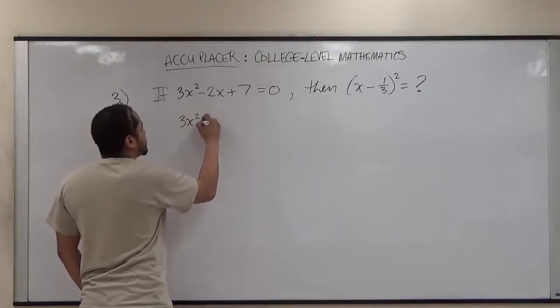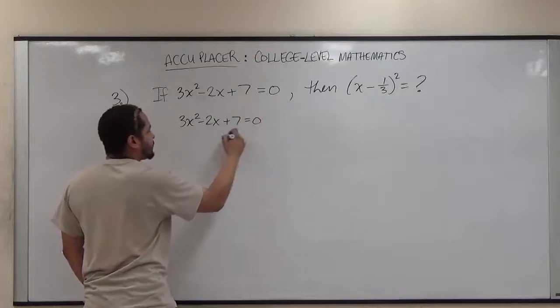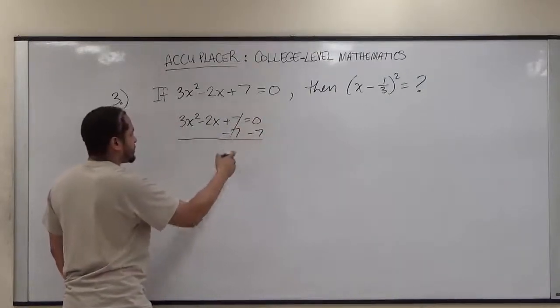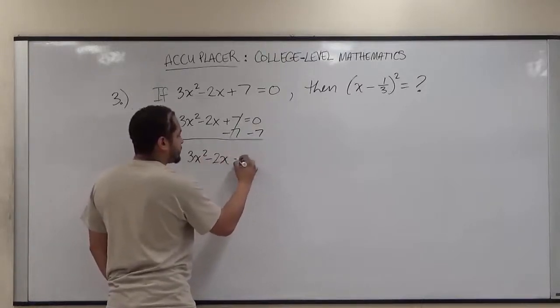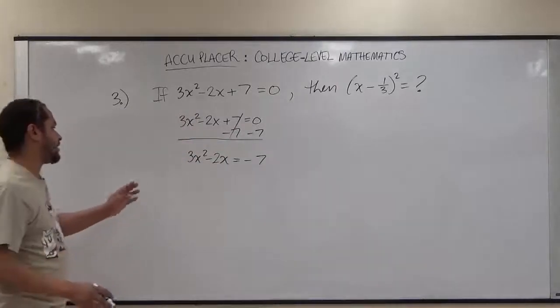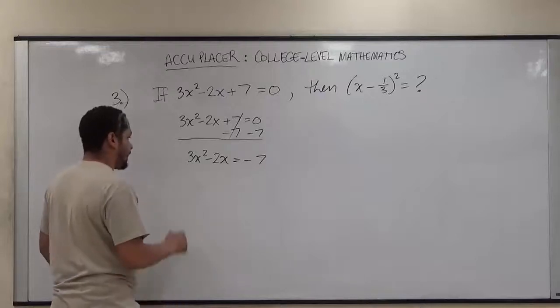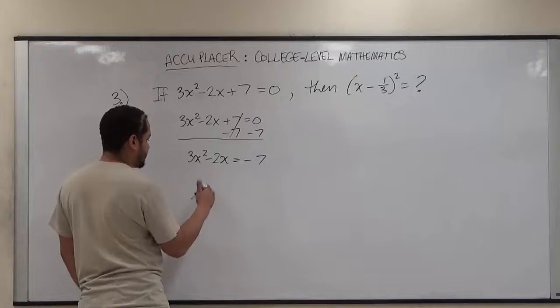So we're going to have 3x squared minus 2x plus 7 equivalent to 0, and we're going to move this 7 over by subtracting 7 from both sides. We're going to be left with 3x squared minus 2x equivalent to negative 7. Now the second step is to get rid of the leading coefficient of the x squared variable. To do this, we're going to factor out a 3 from both of these terms.